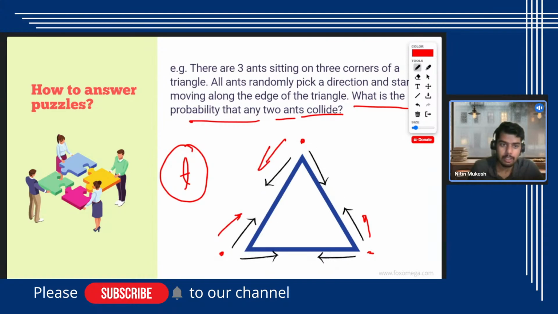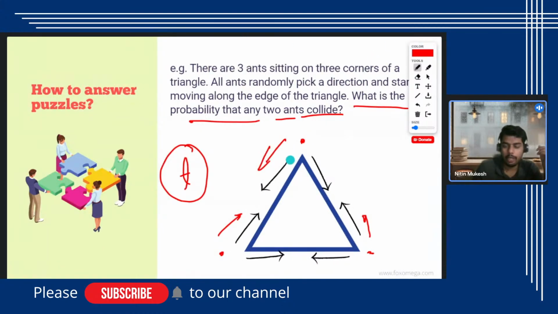So Naman is saying that the answer is 1/3. Shravani is telling 6/8. I don't know how she is arriving at it. But yes, 6/8 is the right answer. That is the probability of collision. So let me explain how the probability of collision is 6/8.